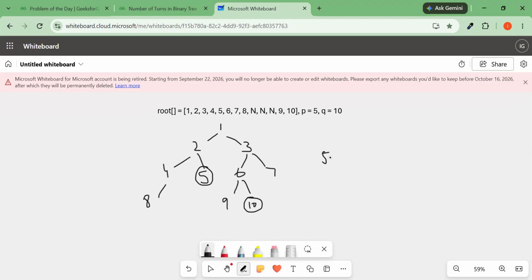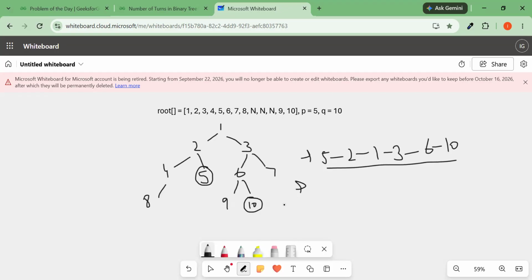So you are starting from 5, you go to 2, you go to 1, you go to 3, then you go to 6, then you go to 10. So this is the path you have to take: 5, 2, 1, 3, 6, 10. Now you have to find the number of turns in this path. That is the problem. So first, you have to find the path, and understand what path we are going to cover to understand the problem.